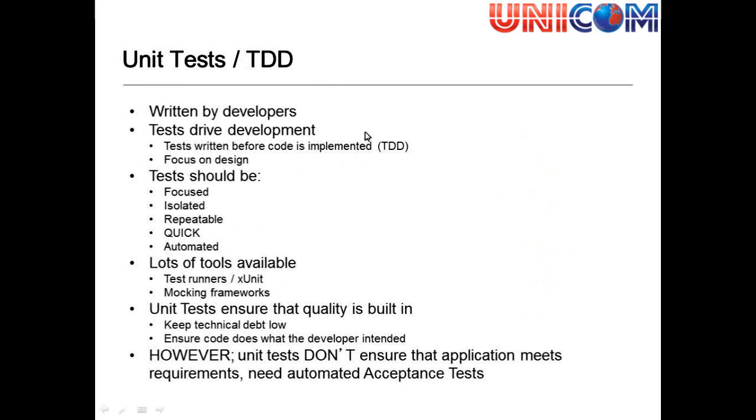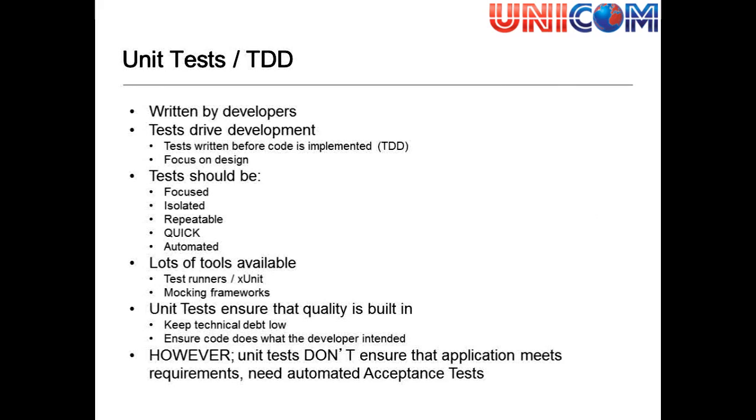So this test-driven development is typically written by developers. In an Agile team, testers do tend to take on much more technical responsibility. They may be writing these, or at least sitting down, pairing up with the developers for the test-driven development. So the tests are focused, isolated, repeatable, quick, and automated.